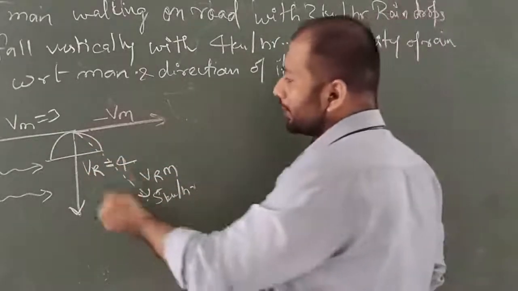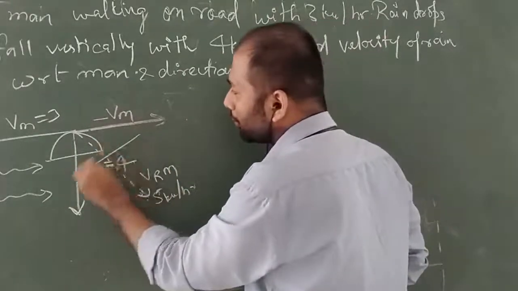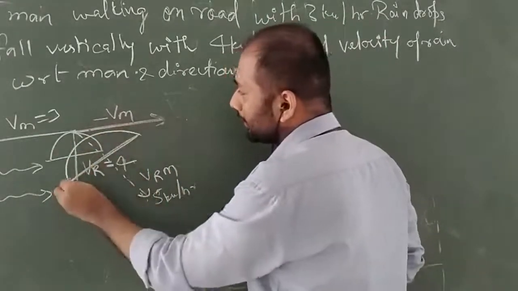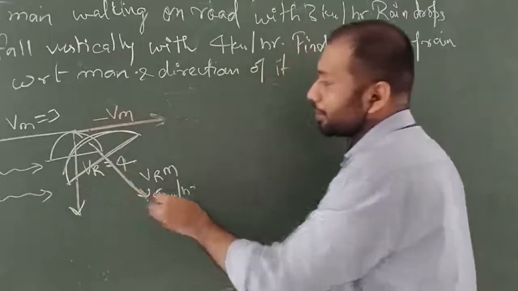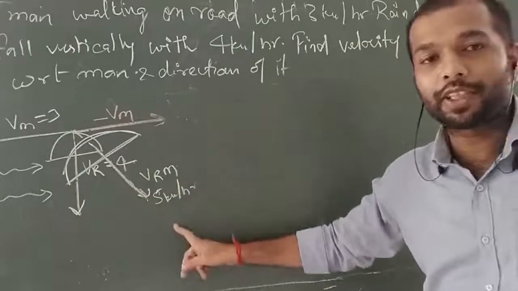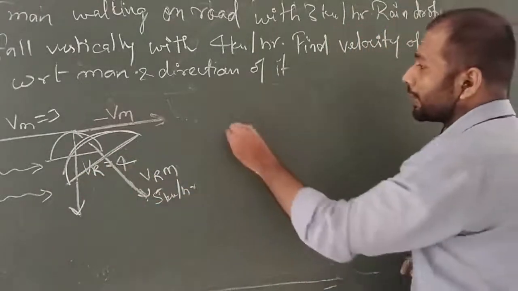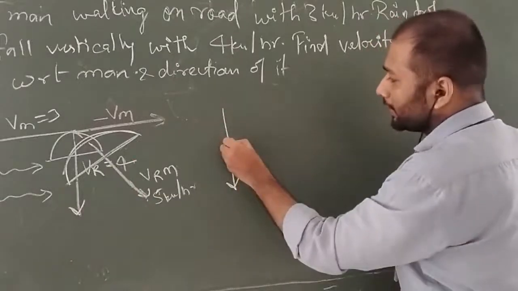So he has to bend his umbrella in some direction. The umbrella will now get this type of direction, this will be the new direction of the umbrella. He has to just tilt his umbrella to save himself from the rain. So what is that angle? This is that angle. Let us draw a clear picture here. This is VR.